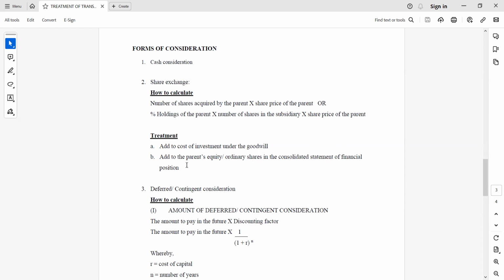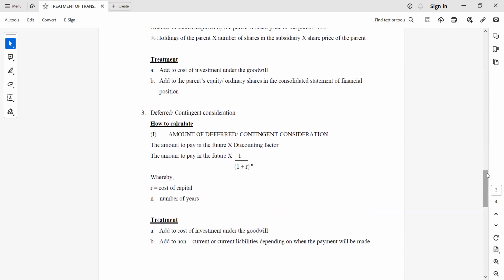And then you also add it to your equity or ordinary shares in the consolidated statement of financial position. The shares that have been acquired, you add to your equity in your balance sheet as part of your equity. Then we have deferred or contingent consideration. Where there's a deferred consideration, deferred means that the money will be paid in the future. So in that case, you have to get the amount and then discount it. You multiply the amount by the discount factor. You have to discount it to present value.